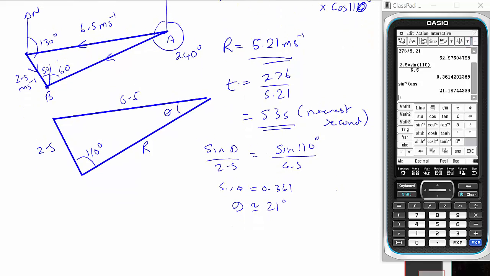And so the bearing is going to be, so look at the diagram, 240, add that 21, which is 261 degrees.